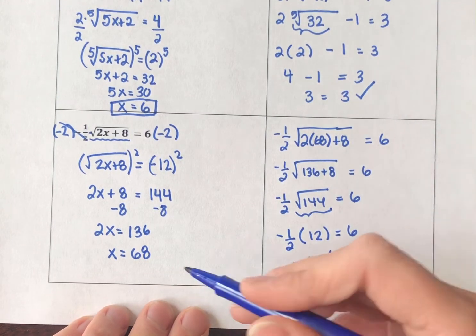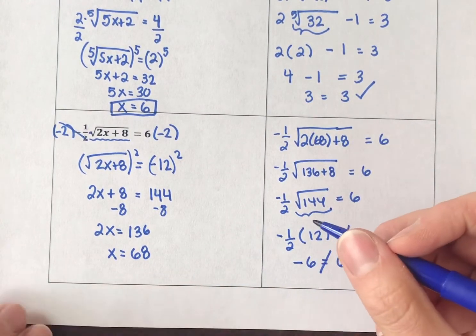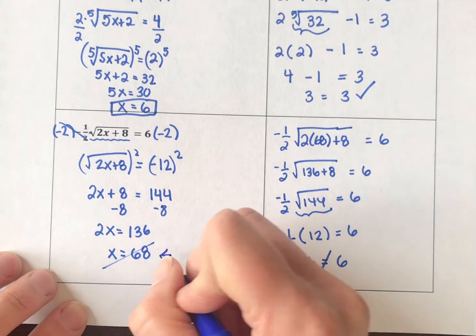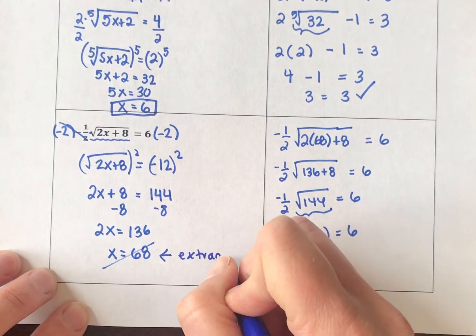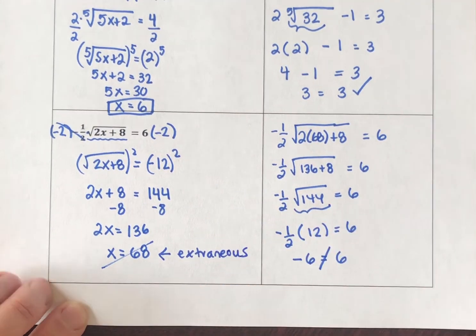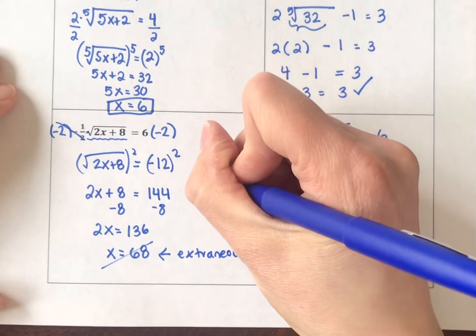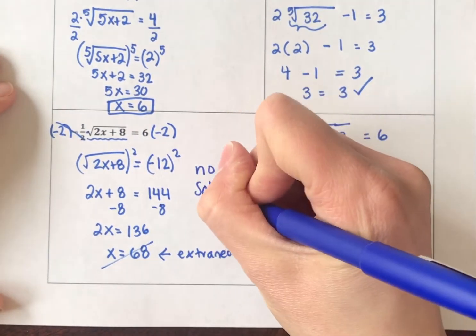All right, so when I plugged 68 back in, it did not work. So that means 68 is not a solution here. That's considered one of those extraneous solutions. So I didn't find any other values for x here. So since 68 didn't work, my answer here is no solution.